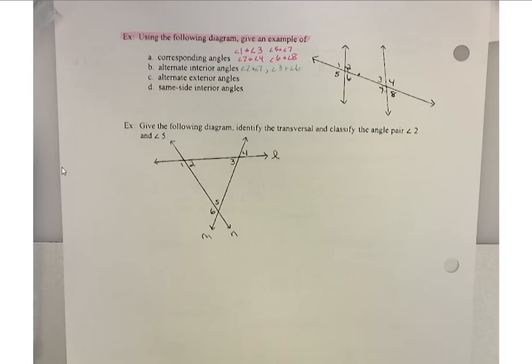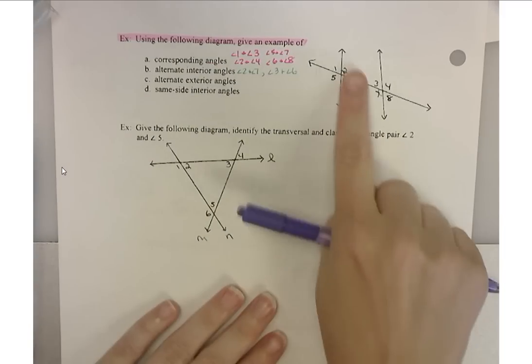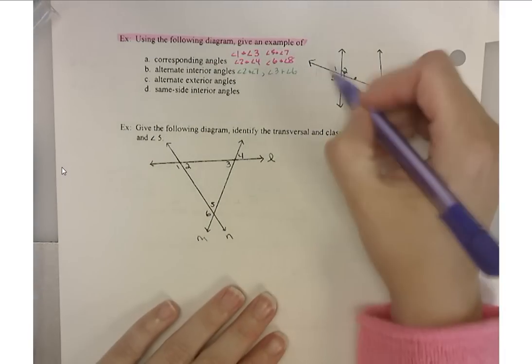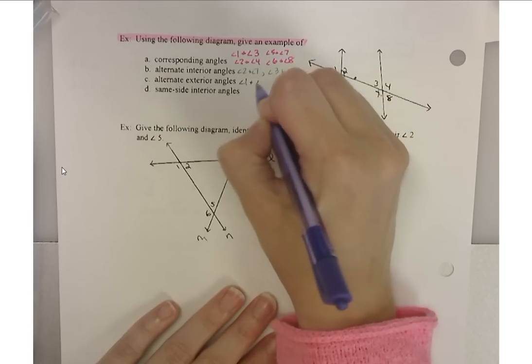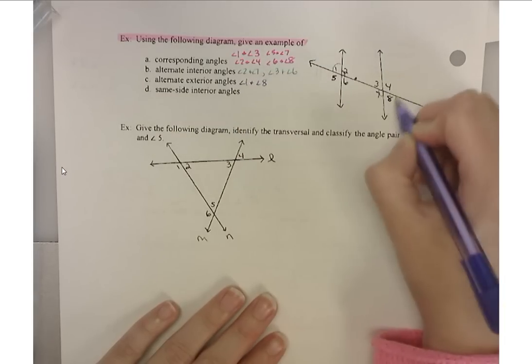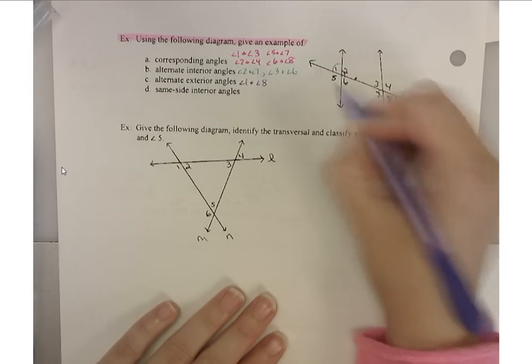The next one is your alternate exterior angles. So now they're going to be alternate but outside those two lines. So we have 1 and 8, or you have 5 and 4.